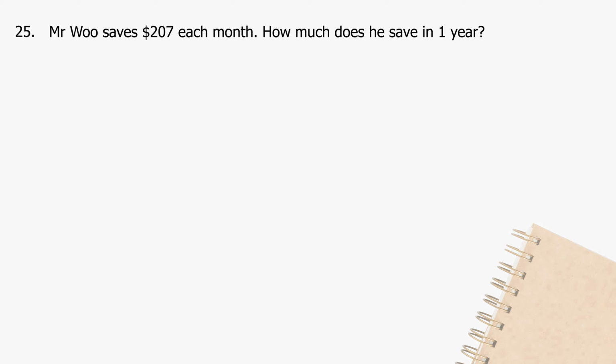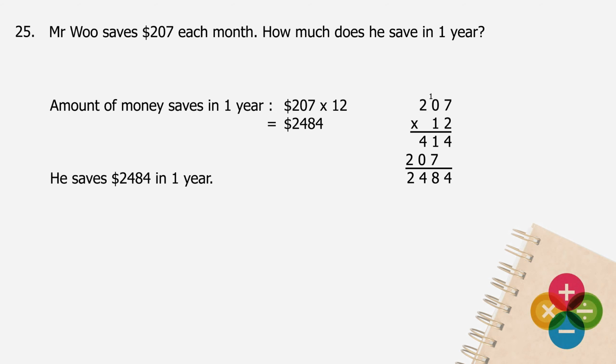Question 25. Mr. Wu saves $207 each month. How much does he save in 1 year? The amount of money saved in a year is $207 multiplied by 12, and the product is $2,484. He saves $2,484 in 1 year.